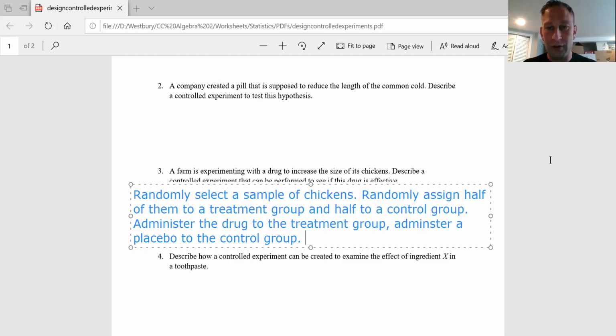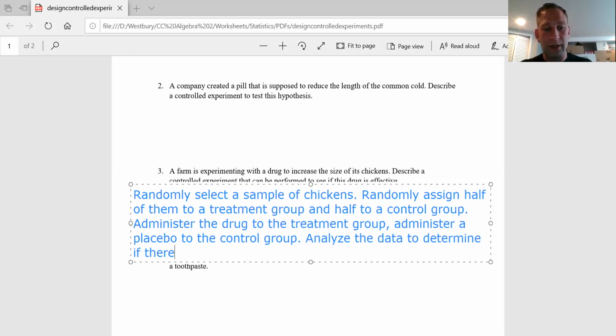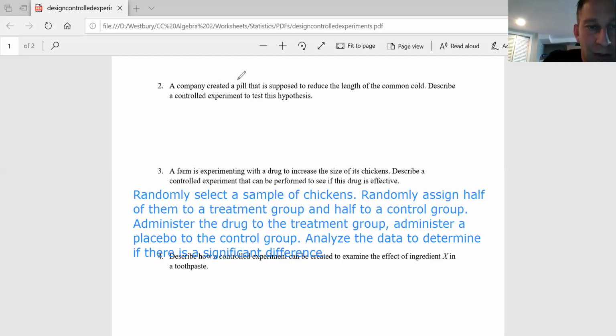Now I'm going to, I keep misspelling administer. It's bothering me. Now I'm going to analyze the data to determine if there is a significant difference. And listen, this might not be word for word exactly how I have it on my answer key. It doesn't have to be word for word anything. The only thing that it has to be word for word is randomly select, randomly assign. I need to see those phrases.